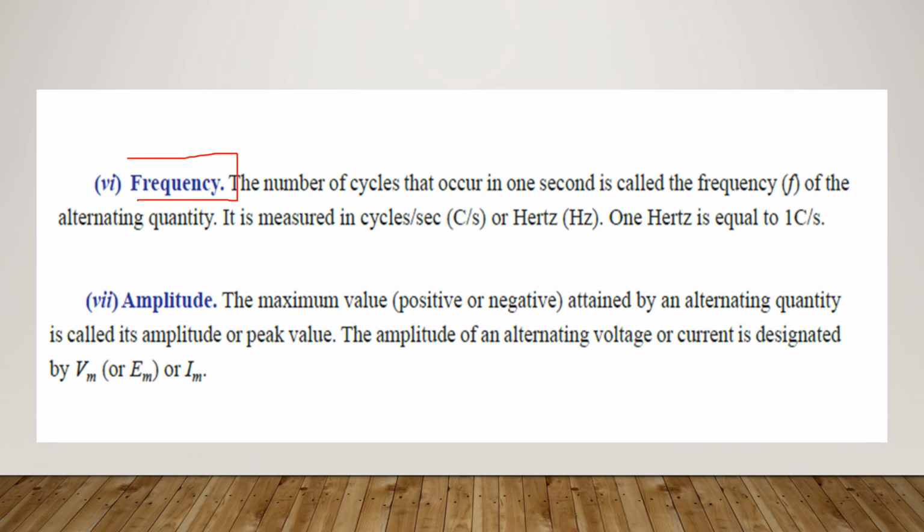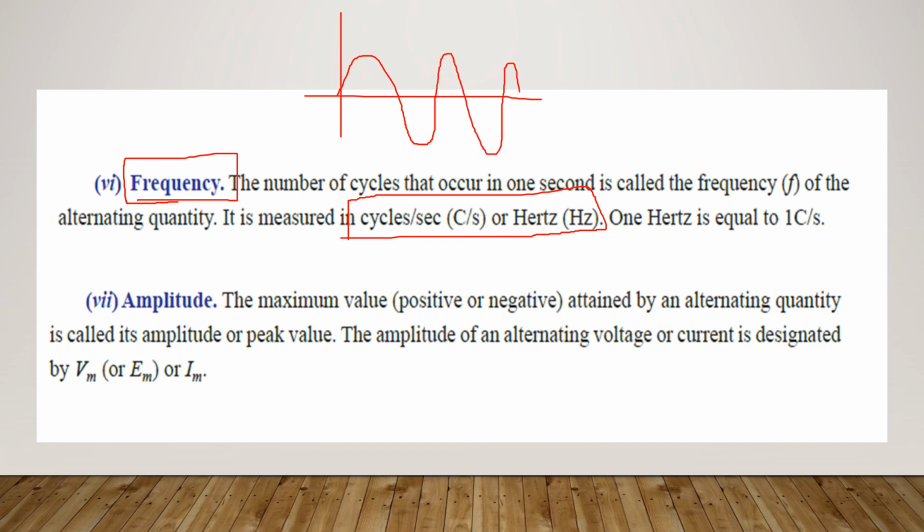Frequency is a very important terminology in AC. It is the number of cycles per second, and it is measured in hertz. You can see this is 1 cycle, this is 2, this is 3, this is 4. The number of cycles that appear within a second is called the frequency, and it is measured in hertz. The positive peak or negative peak is represented as the amplitude, and it is represented by V maximum, E maximum, or I maximum.